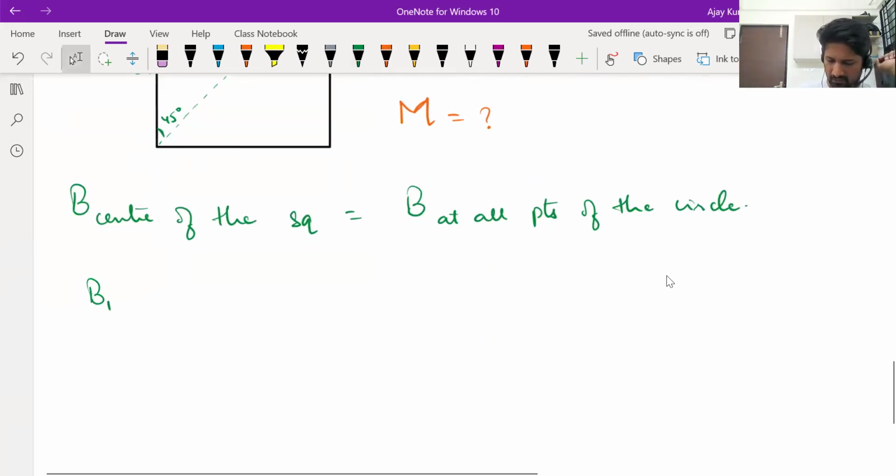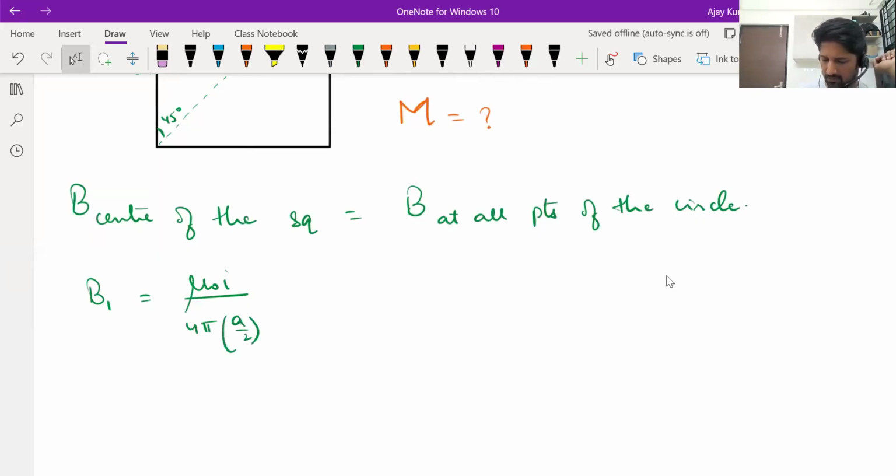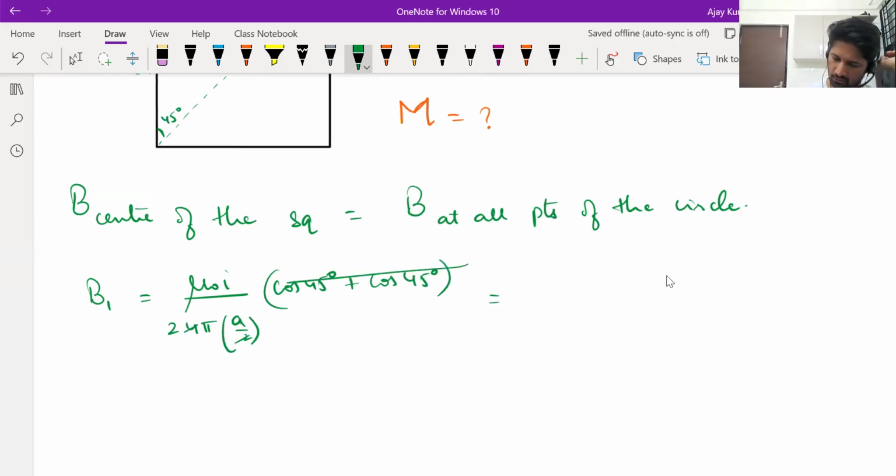Field due to one side of the square is mu naught I by 4 pi. In place of x, you will write a by 2, cos 45 degrees, that is cos theta 1 plus cos theta 2, which is also cos 45 degrees. Cos 45, 1 by root 2 plus 1 by root 2 becomes root 2. So this becomes, okay, 2 gets cancelled. And this root 2, one root 2 will be left in the denominator. Mu naught I by root 2 pi a is the field due to one side of the square.